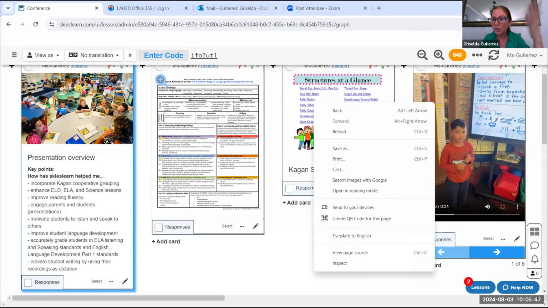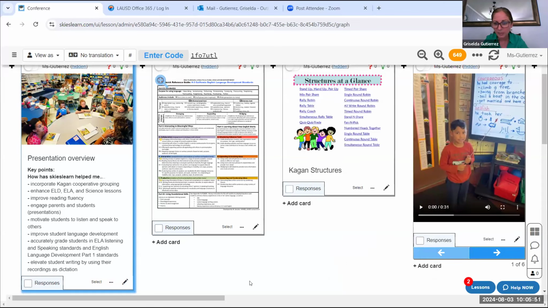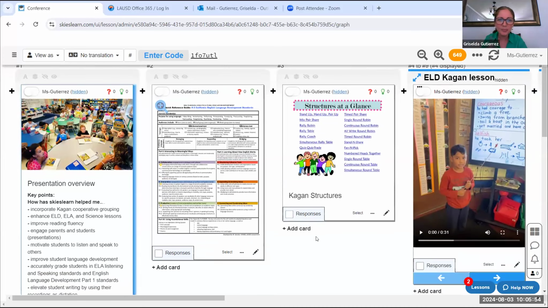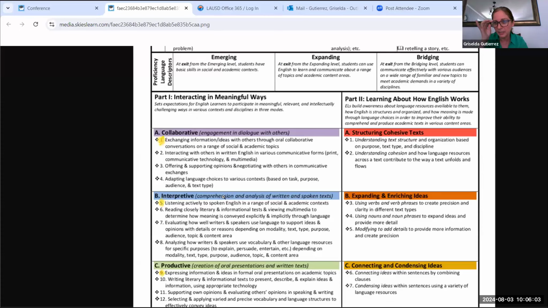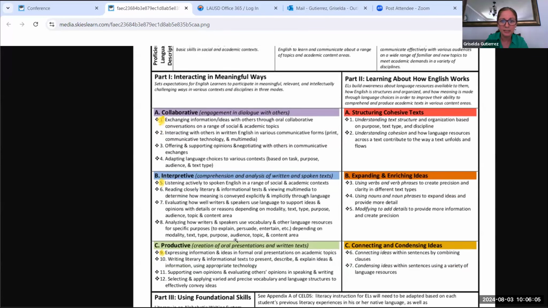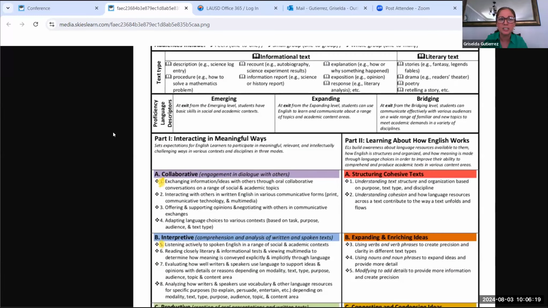So anyhow, I'm going to go over one lesson and feel free to ask any questions. I'm not good at keeping up with the chat, but I'll try to go back and forth. In this quick lesson, I focused on ELD, which is a big thing in elementary. I don't know about the other grades, but the main standards I focused on were exchanging ideas with others through oral collaborative conversations, listening actively, and expressing information and ideas. So basically, it's all about discussion.